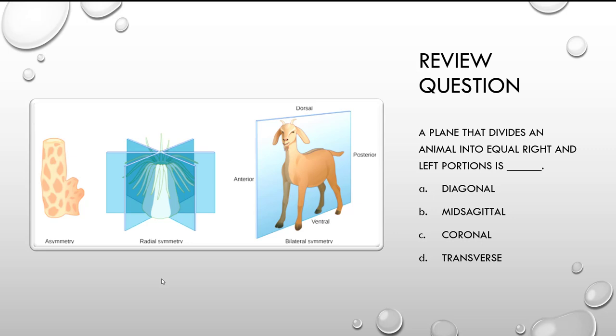And then we have a plane that divides an animal into equal right and left portions. Would that be A, diagonal, B, mid-sagittal, C, coronal or frontal, or D, transverse? So separating the goat from its left and right side would be a mid-sagittal plane. B would be the correct answer.